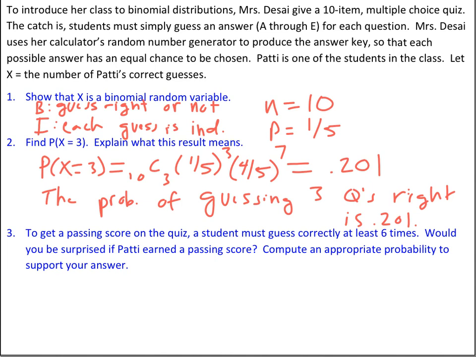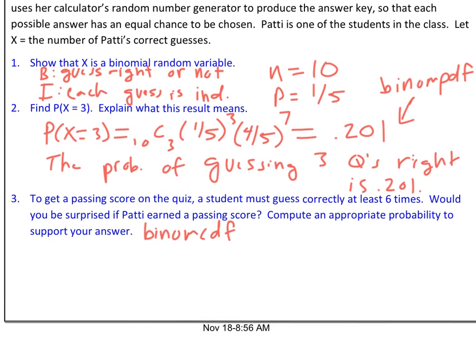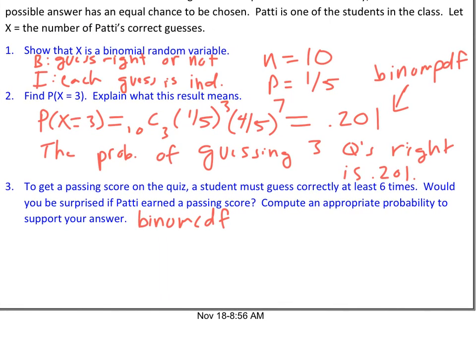By the way, if you want to put this into your notes, that's a binomial PDF. This is going to use the CDF, right? The CDF case has multiple scenarios that we're going to account for. What are the odds that we would pass? You've got to get 6 or more right to pass the quiz. What are the odds we pass? Well, that would be getting 6, 7, 8, 9, or 10.